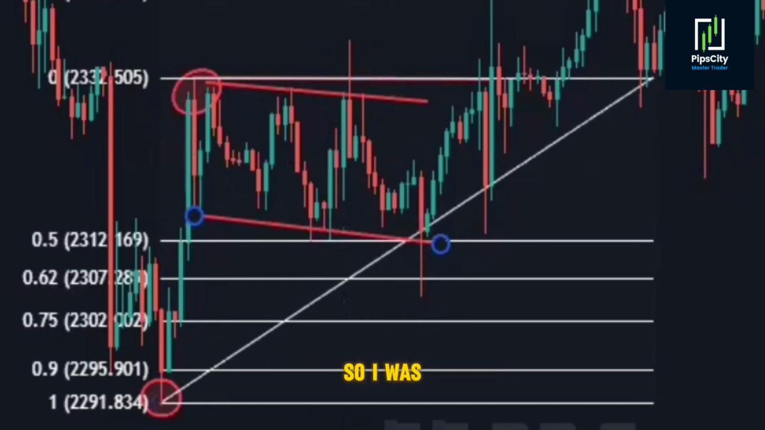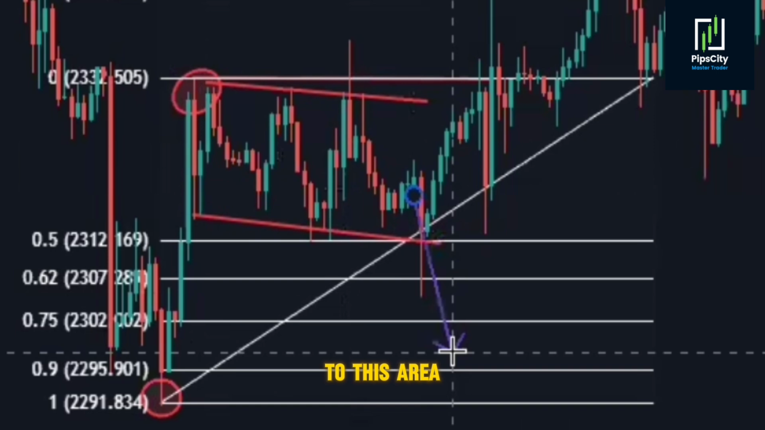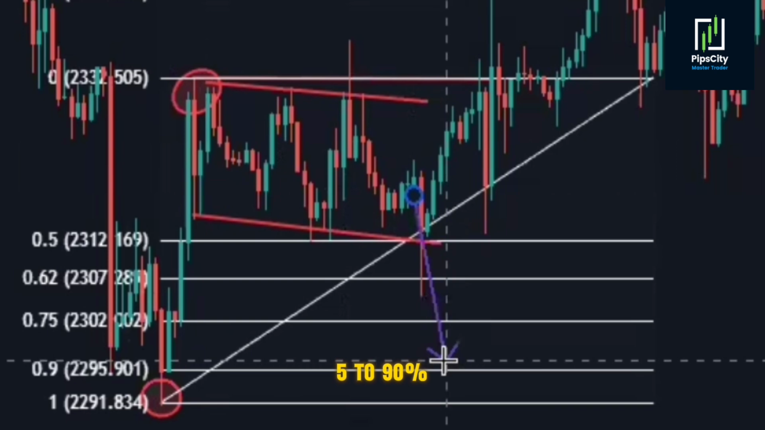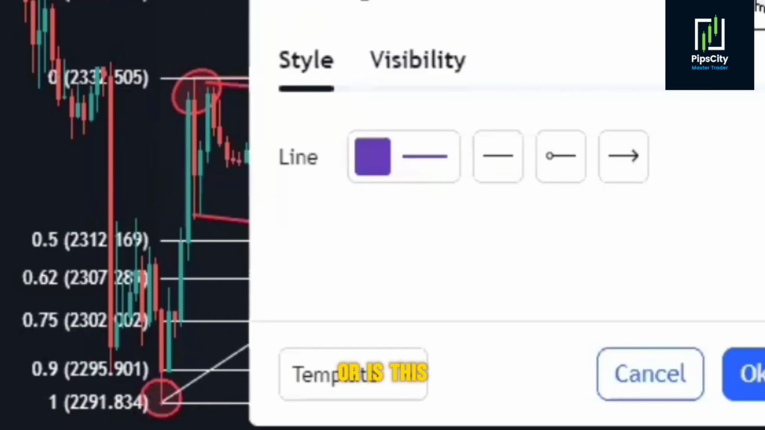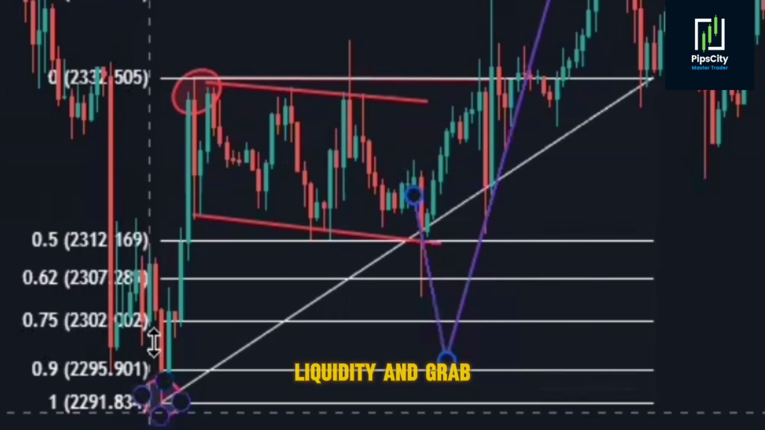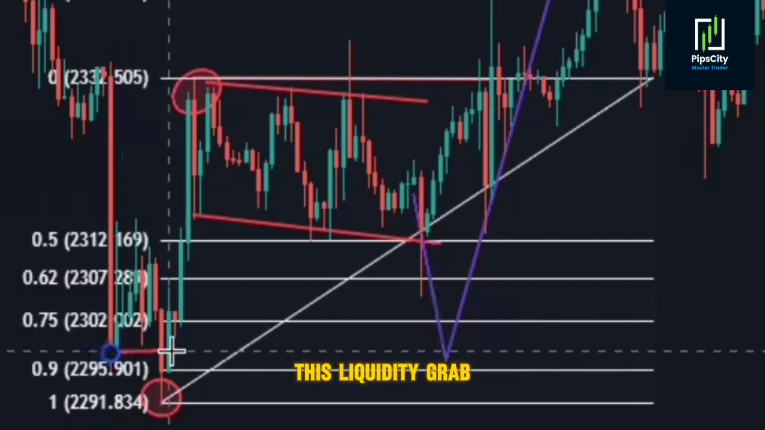So I was expecting to see a push down to this area, because if I'm looking to buy, I like to buy within 75 to 90%. Now, another thing you look out for is this. Sometimes you look at where, this is a liquidity graph. It's part of things you look at. This is a liquidity graph.